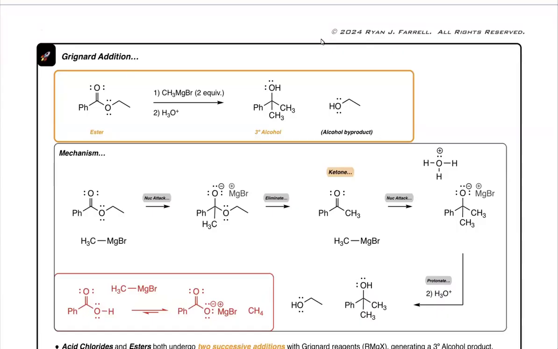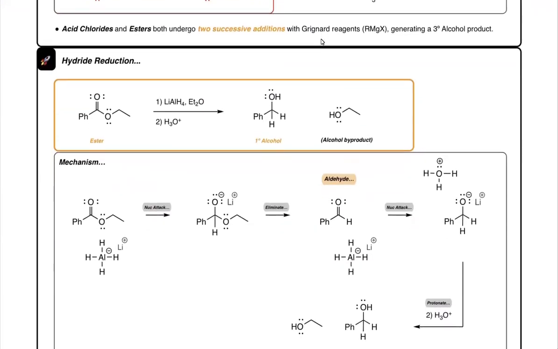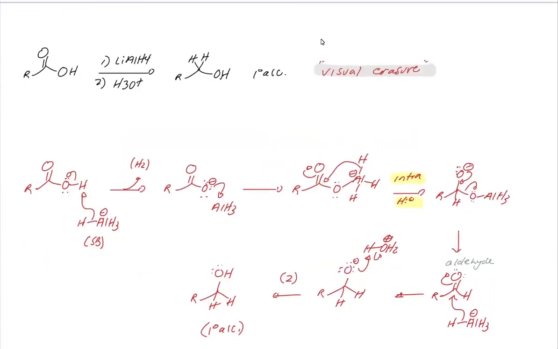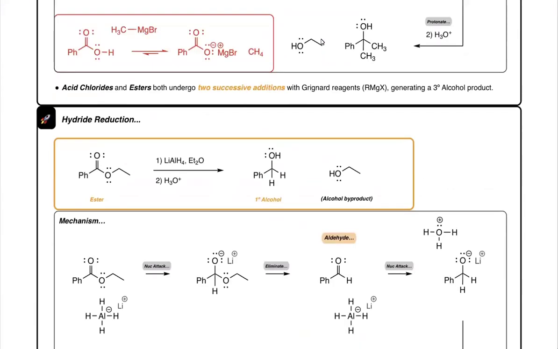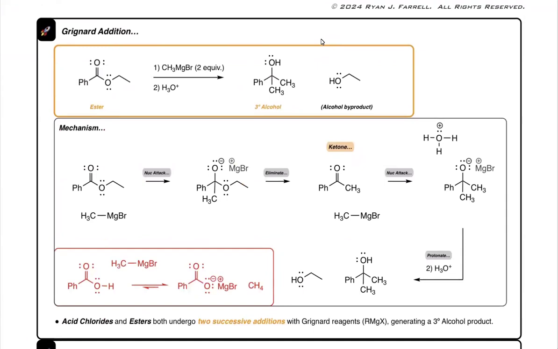In this video, we're going to go through the Grignard addition to esters, as well as hydride reduction with LiAlH4 with esters. And then we'll also throw in the mechanisms for hydride reduction of carboxylic acids and amides. Let's get into it.